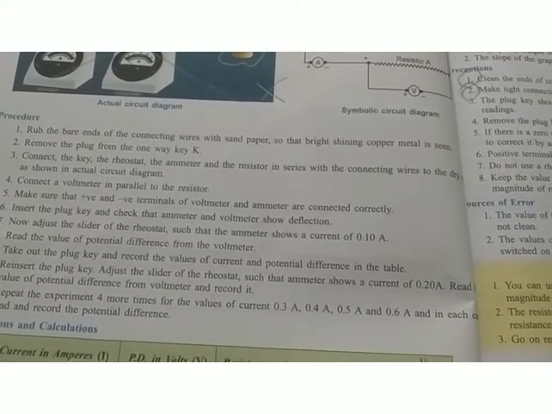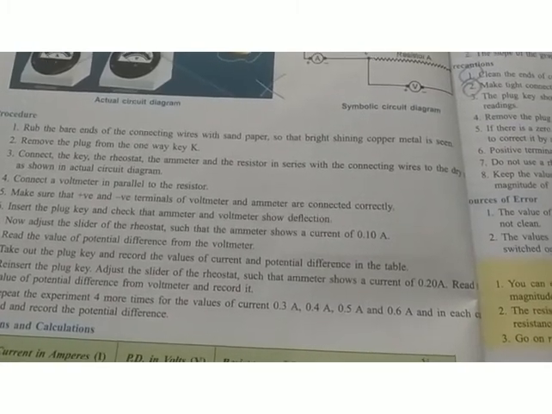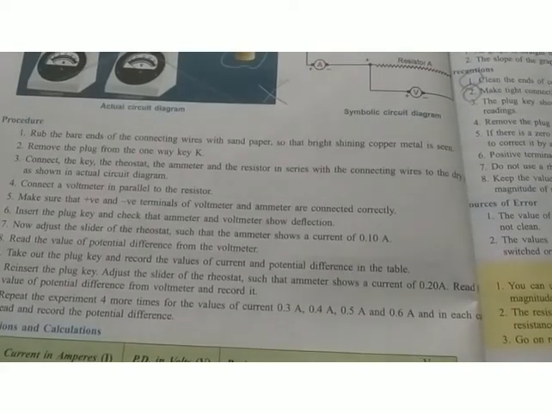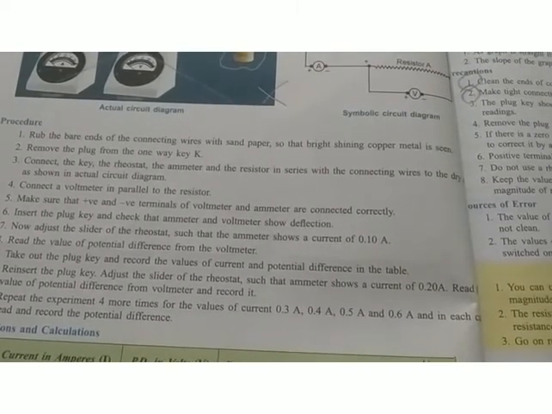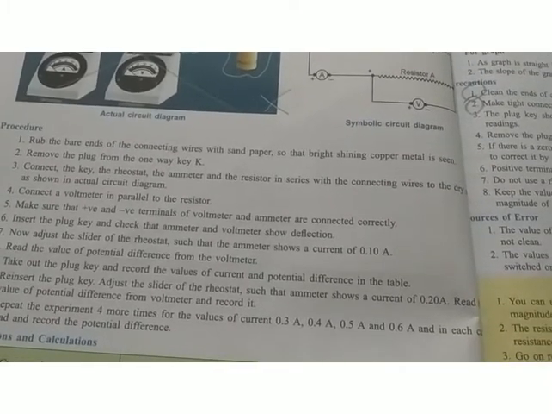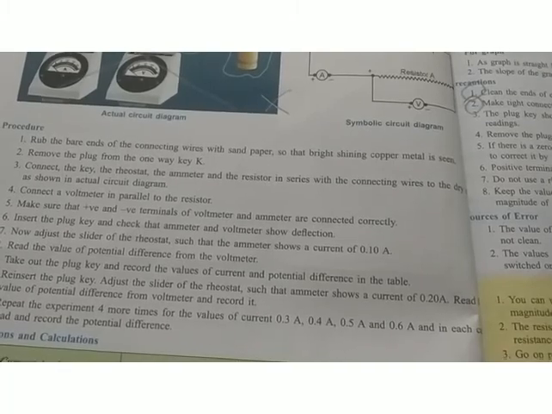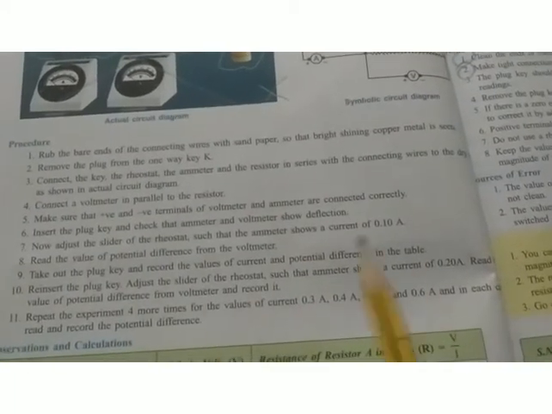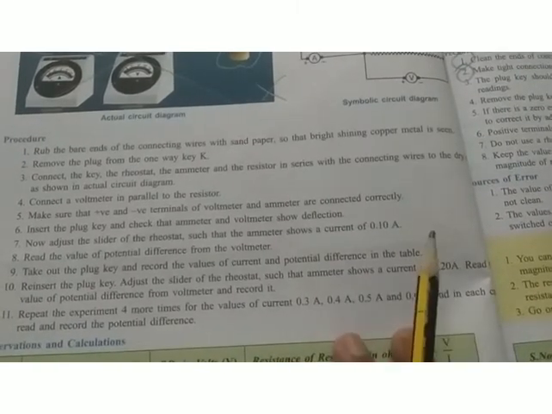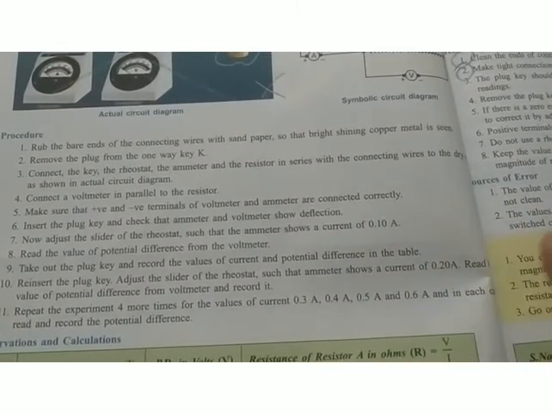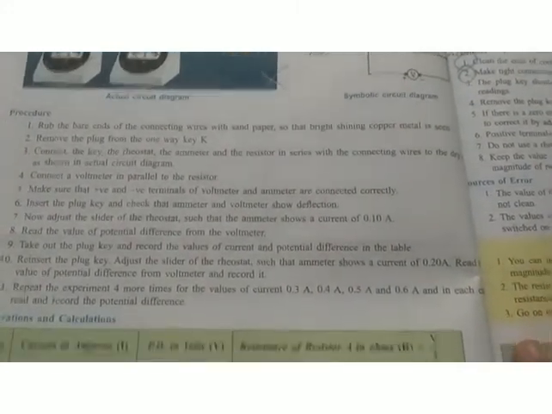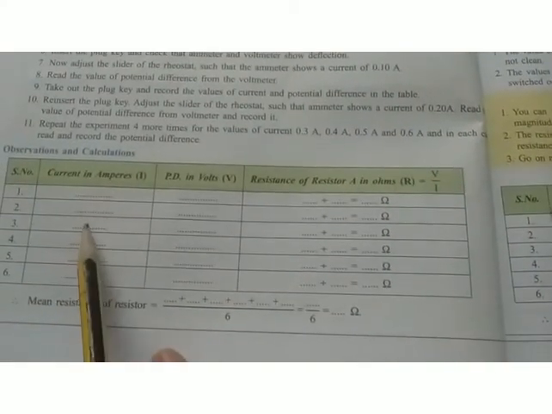You need to take 6 or 7 readings to get an accurate value, and the procedure and everything is given in a YouTube video. Just go through that YouTube video. It's very important. From the YouTube video you will get an idea of how to do the experiment. The procedure is beautifully demonstrated in that video. When you view it, you will get an idea of how to perform this experiment. Then after that, this is the observation table.